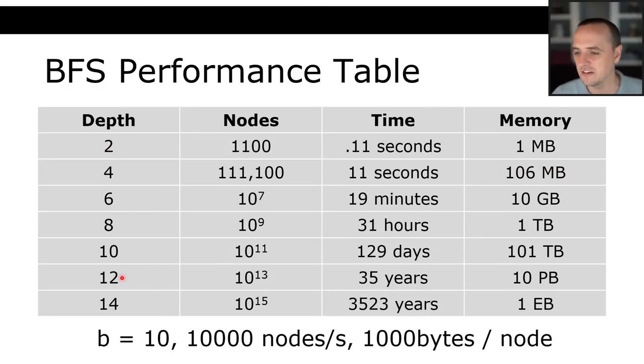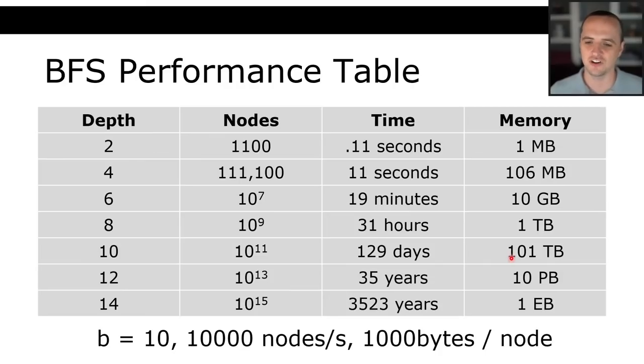Let's jump up right to depth 12. And you might say, okay, 12 isn't a big number, but now we're working in exponentials, right? So we have 10 to the power of 13 nodes that we've generated. It's going to take us 35 years to do that search, and we're going to need 10 petabytes of RAM. And I don't know if anyone is watching this in the future when 10 petabytes of RAM fits in your Apple Watch or whatever, but we're probably not.